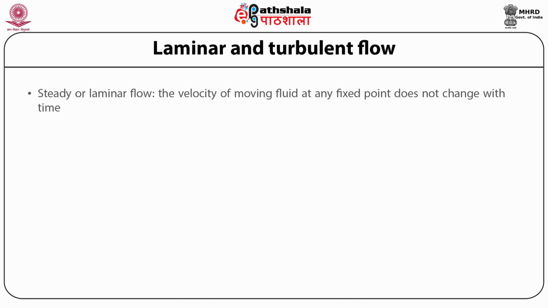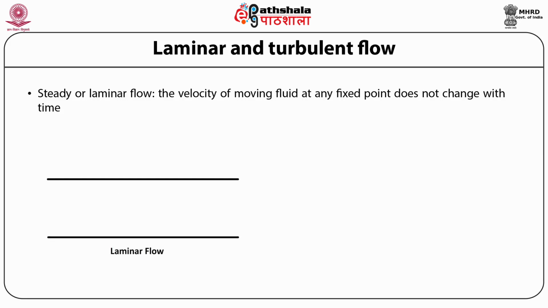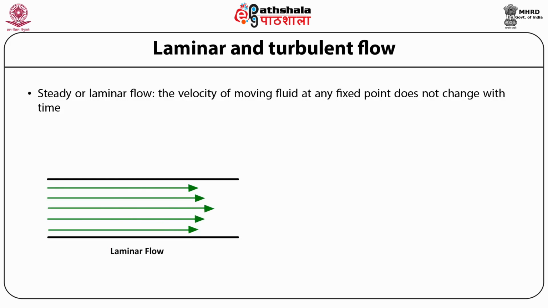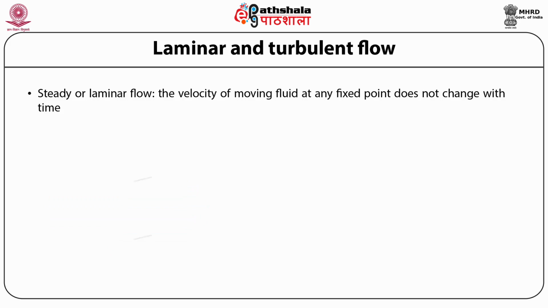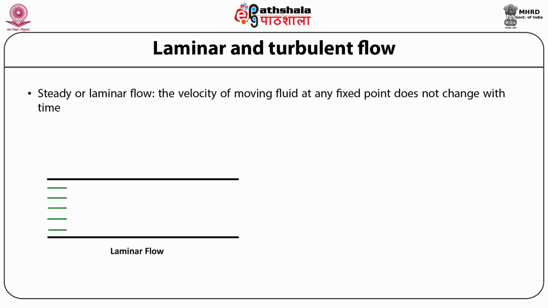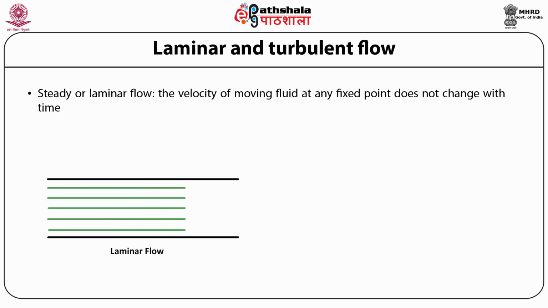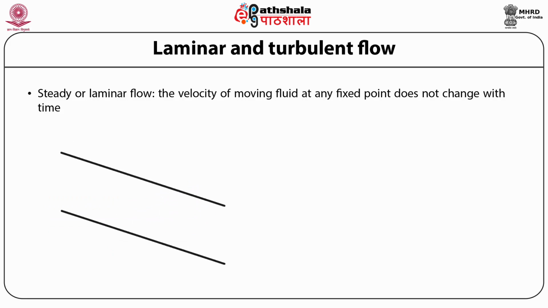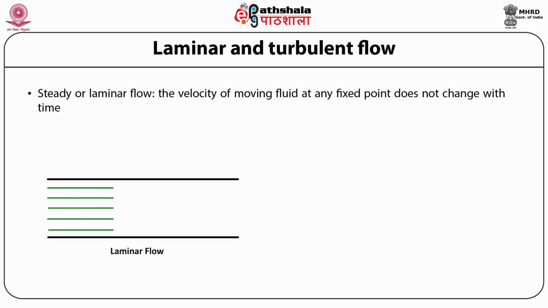So more accurately, the steady or laminar flow is one in which the velocity of moving fluid at any fixed point does not change with time. Pictorially it is shown here. So straight arrows mean that, if you can represent the velocity of the fluid component by these arrows, the speed of that fluid component remains constant all the time when it is moving in a well specified path or geometry.